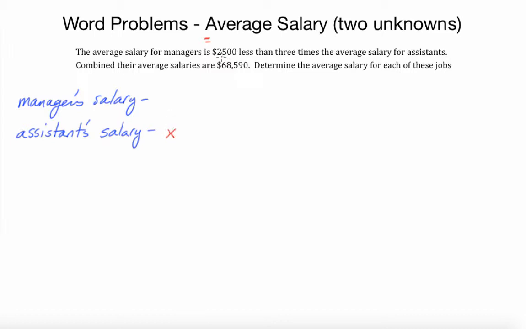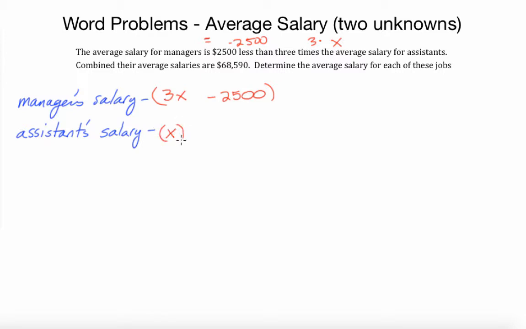It's $2,500 less than, so I'm going to subtract $2,500 from 3 times, there's 3, the product of 3 times the average salary for assistants, 3x. So the manager's salary, I would say, okay, if the assistant's salary is X, the manager's salary is $2,500 less. I'm going to subtract $2,500 from this amount, 3 times the average salary. So look at, there we go.